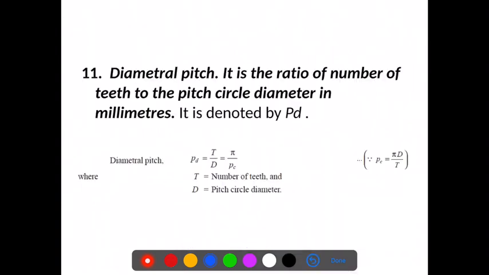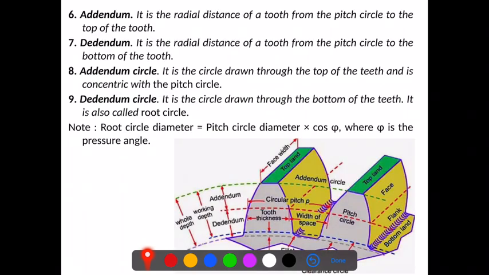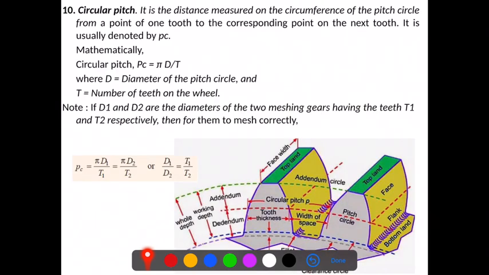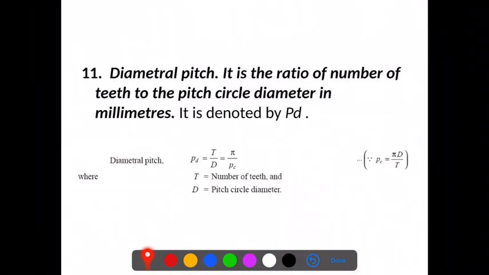Then the next term which we are going to see is the diametral pitch. It is the ratio of the total number of teeth to the pitch circle diameter, the very same pitch circle diameter which we have seen, in millimeter. It is denoted by PD.